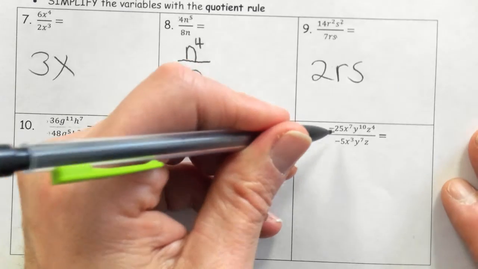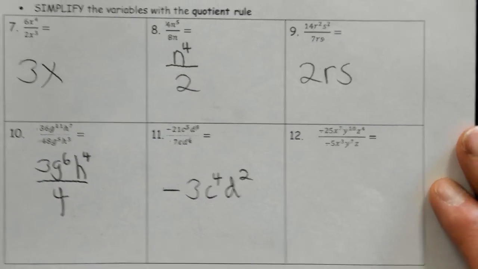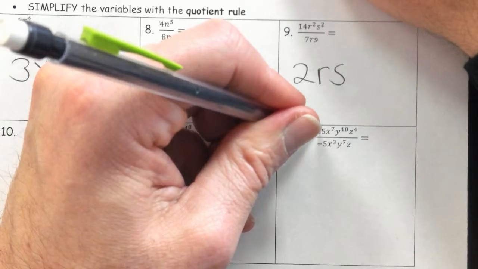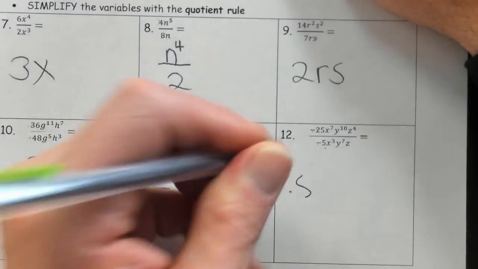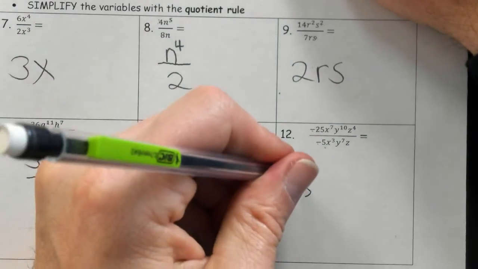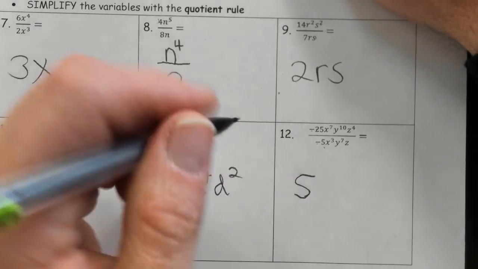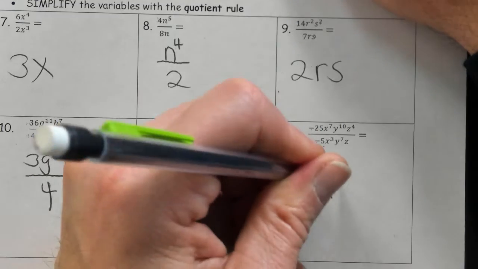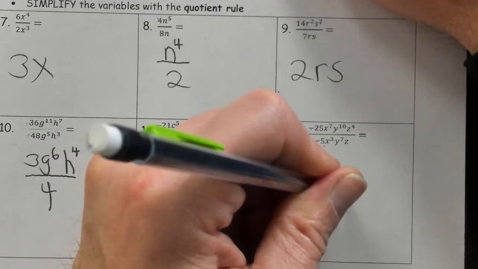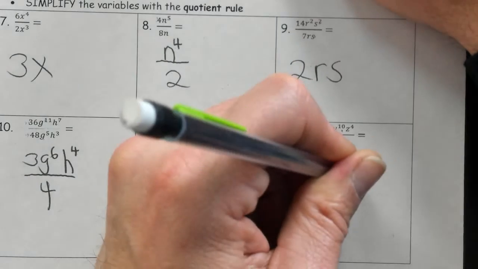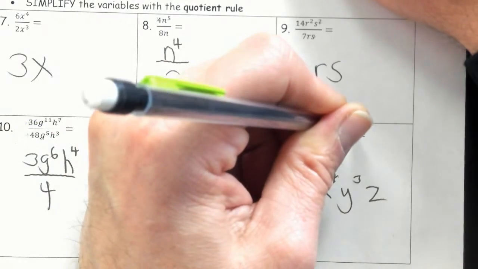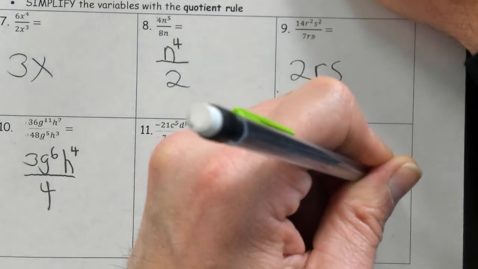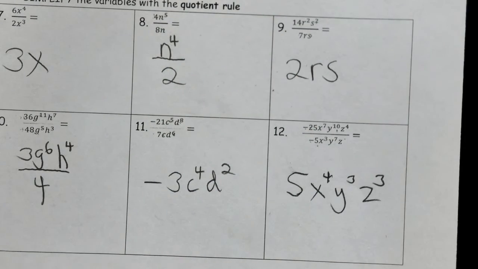All right. Let's take a look now at the next one that we're going to be looking at. So here I've got negative divided by negative, which is a positive. So I know my answer is going to be positive. Then I've got 25 divided by 5, which is 5. So I'm going to write my 5 first, write the coefficient first. Then from here, I'll take into consideration the letters. So I'm going to have x, 7 minus 3 is 4. I'm going to have y, 10 minus 7 is 3. And I'm going to have z, 4 minus 1 is 3. And then so my answer is 5, x to the 4th, y to the 3rd, z to the 3rd.